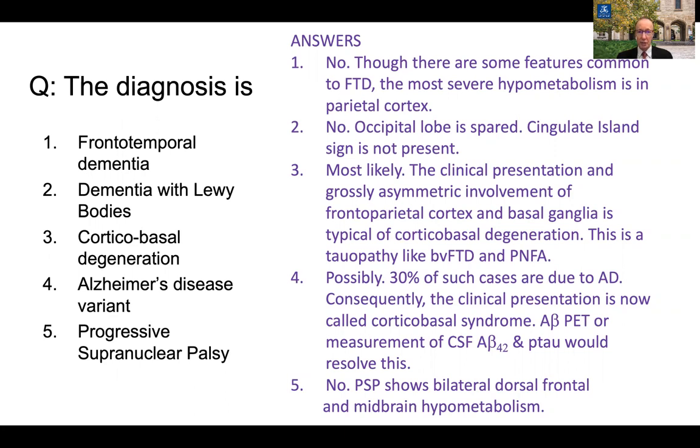Could this be progressive supranuclear palsy? The answer is no. PSP usually shows bilateral dorsal frontal hypometabolism and midbrain hypometabolism, not this striking asymmetry and not the striking involvement of parieto-temporal cortex that we've seen in this case.